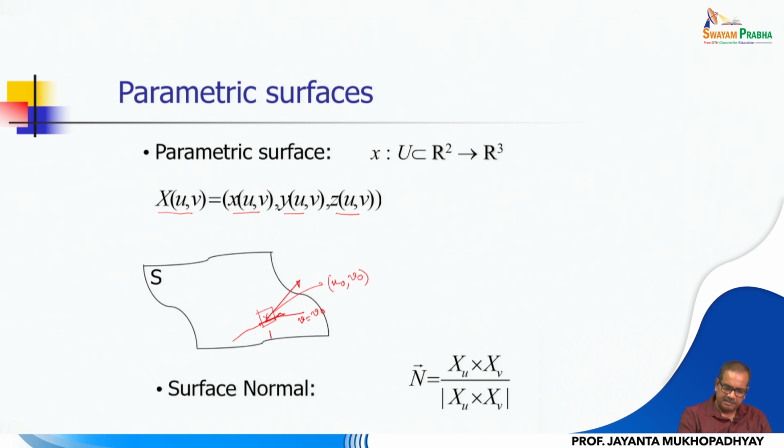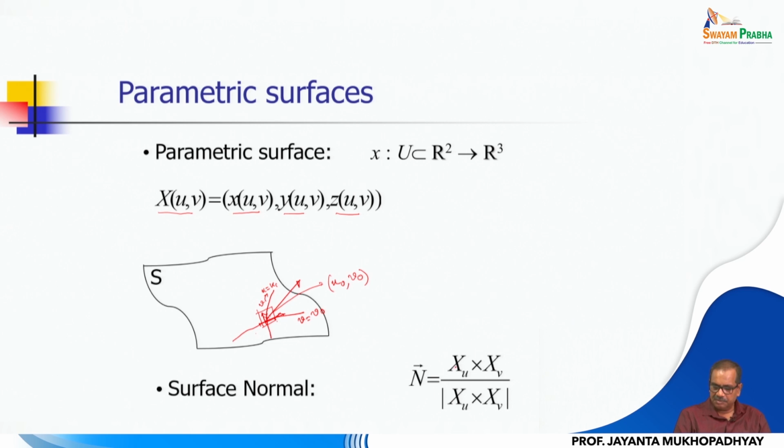Similarly, there could be another curve lying on the surface where u is kept constant and v is varying. Once again the tangent at that point can be obtained by the partial derivative with respect to v, and we know that the normal of the plane is perpendicular to those tangents of the tangent plane. So if I take the cross product of these two vectors, then we will get a normal.